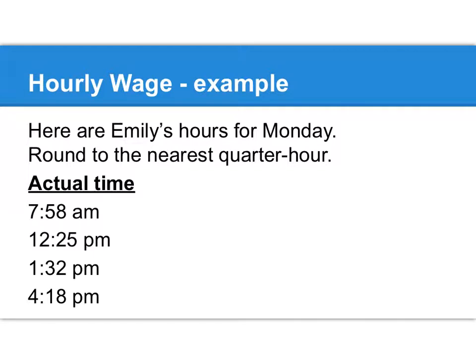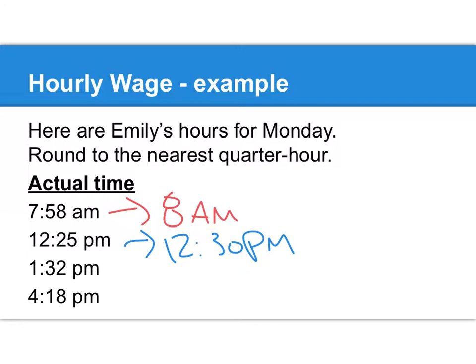So we go back to Emily again, and here are Emily's hours for Monday. She came to work, she punched in at 7:58, went to lunch at 12:25, returned at 1:32 for the rest of her shift, which ended at 4:18. Round those hours to the nearest quarter hour, and 7:58 would round to 8 a.m. The 12:25, the closest half hour to that is 12:30. So in her morning, she worked from 8 a.m. to 12:30 for the purpose of payroll.